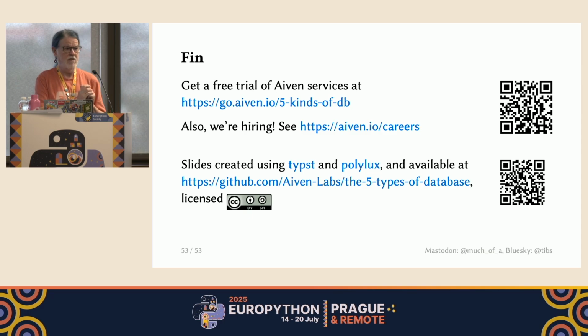And the slides were created using Typst, which is a lovely typesetting language trying to take over from LaTeX as being more accessible. It's kind of weirdly like if you smush Python and Markdown together and then stare at it sideways. And Polylux, which means I generated these QR codes in line.